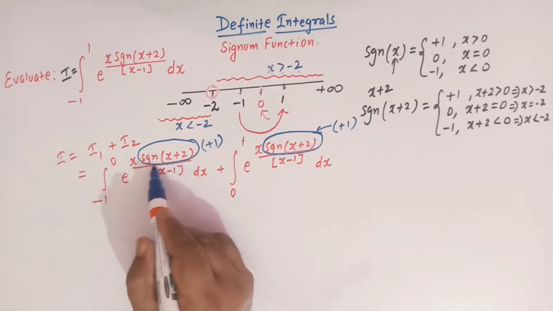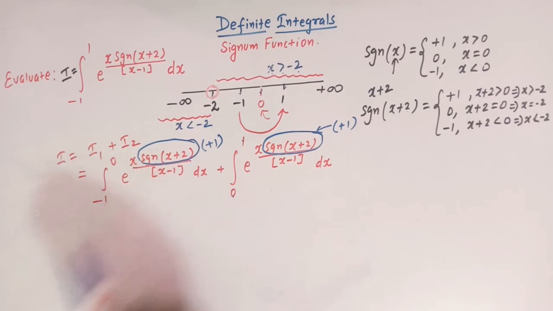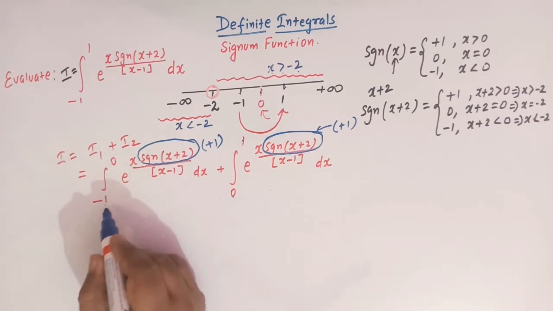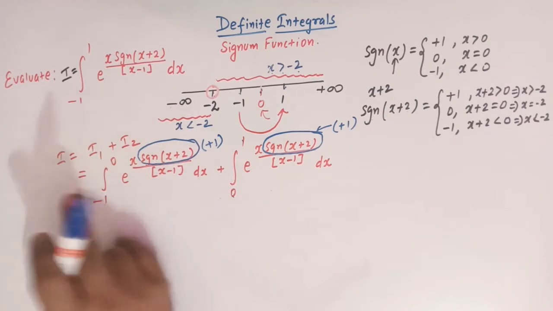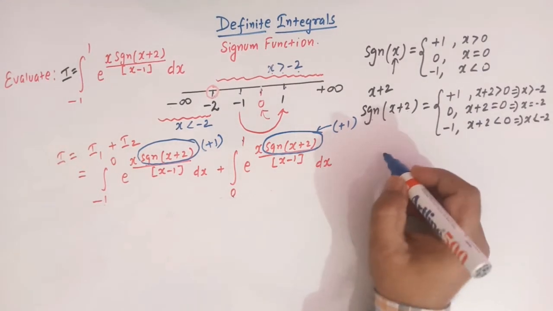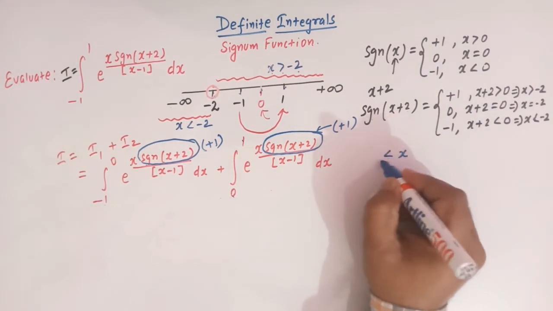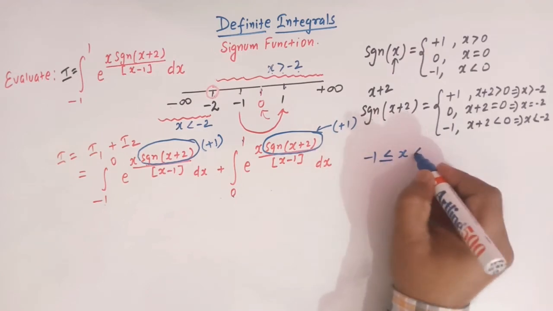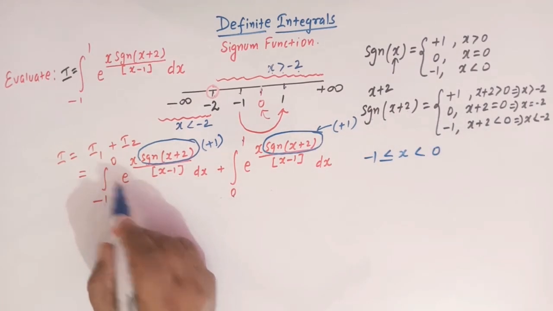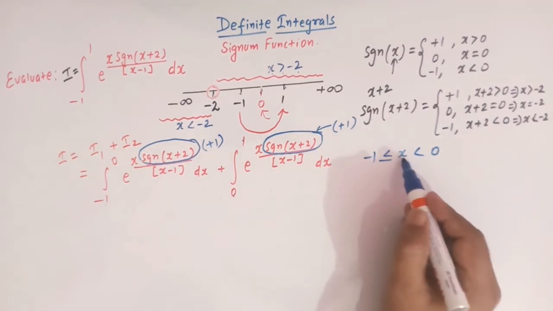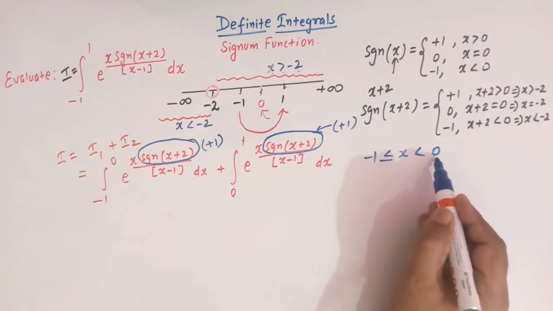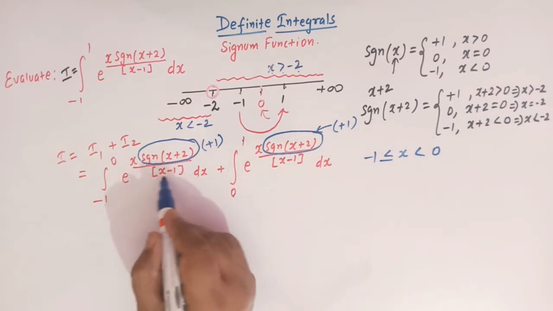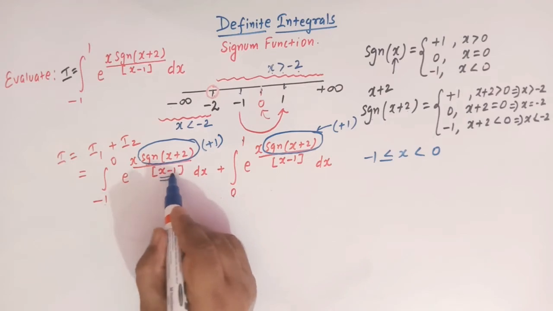and now let us decide the value of greatest integer of x minus 1, right? So let us first take the I1 integral. So we have x greater than or equal to minus 1 and less than 0, right? In the first integral, x lies between minus 1 and 0, but we have to find the value of greatest integer of x minus 1, right?